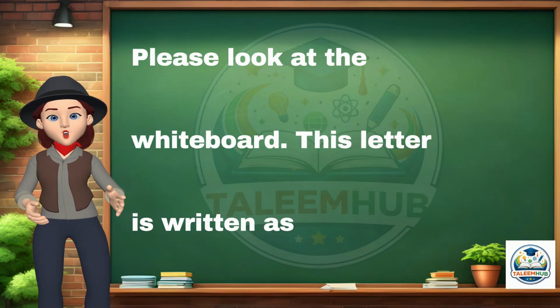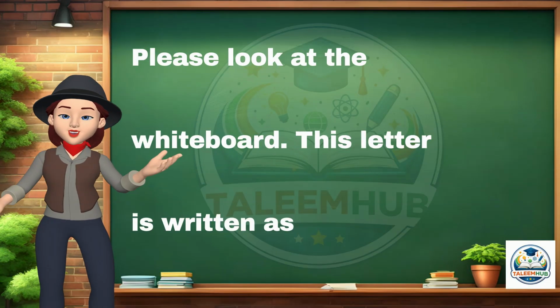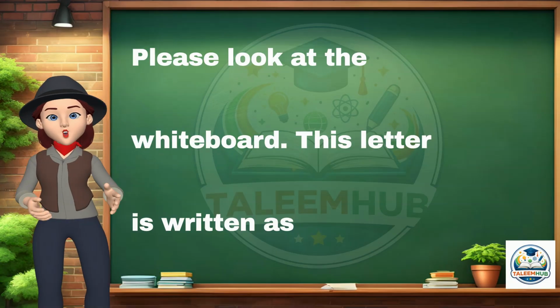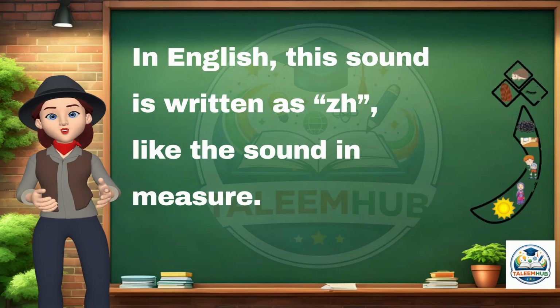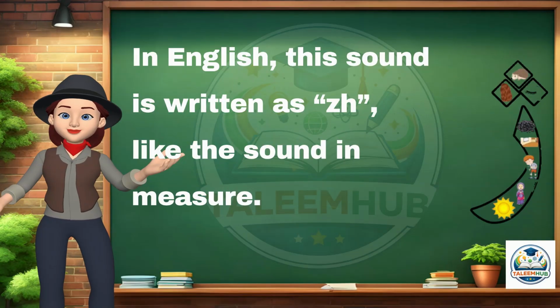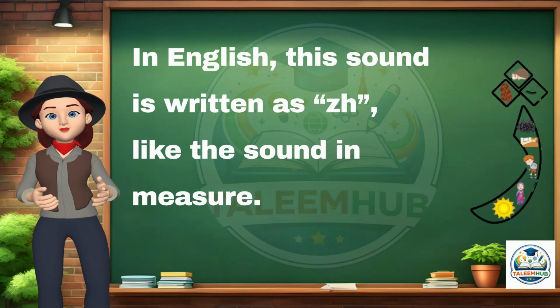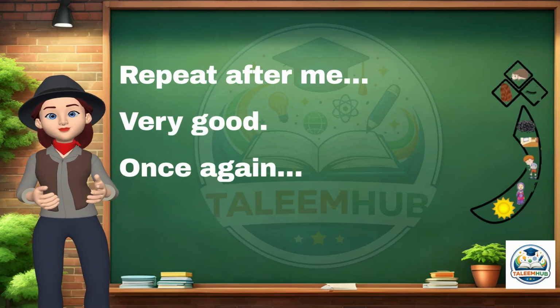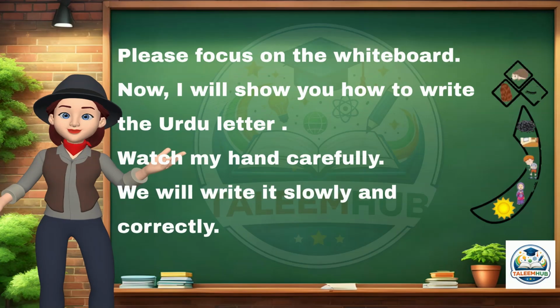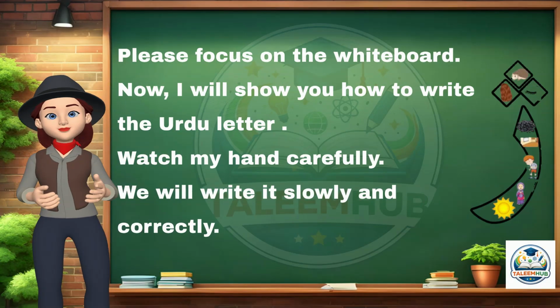Please look at the whiteboard. This letter is written as J. In English, this sound is written as J, like the sound in measure. Repeat after me. J. Very good. Once again, J.